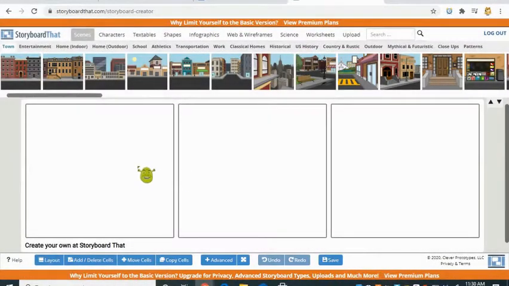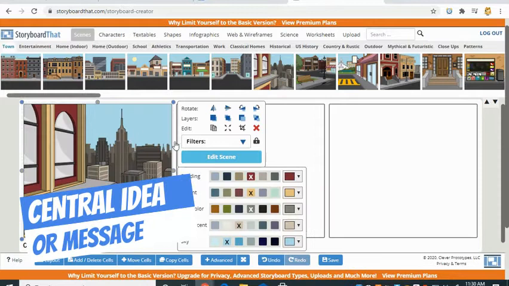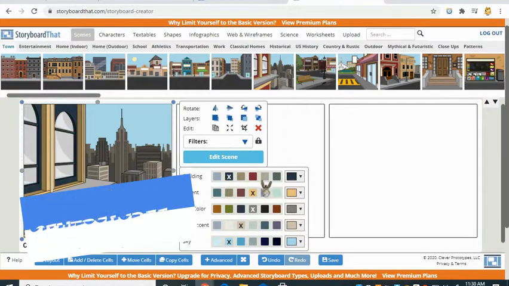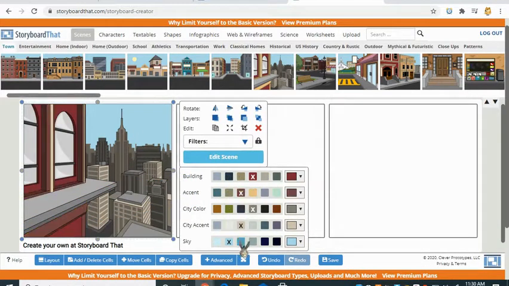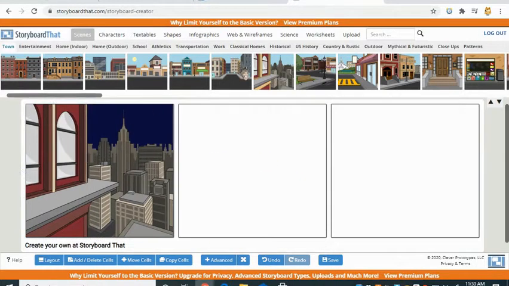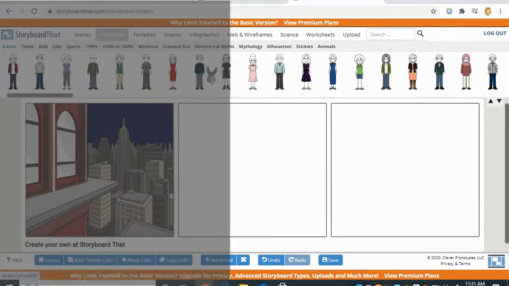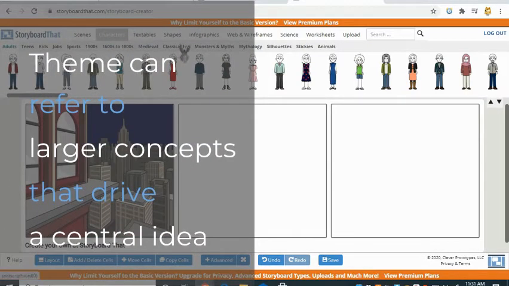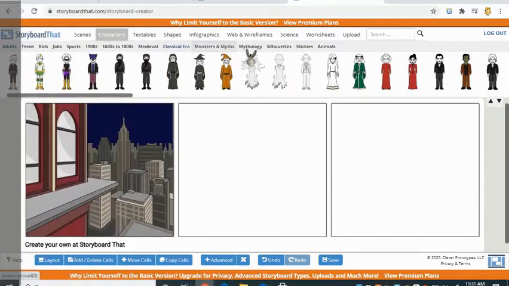Let's take a look at the lesson on theme, shall we? Okay, so theme, right? We've seen theme before, I'm sure. It's basically the central idea or message an author expresses in a work of literature. So it's the central idea that an author will express in whatever they happen to do. Theme can also refer to larger concepts that drive a central idea, right? So the main idea that is behind something.